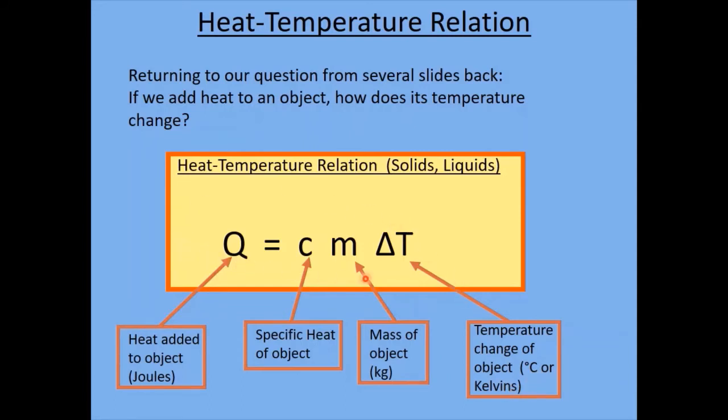So this relationship here, Q equals C m delta T, is very useful. It tells us basically what the temperature change will be if we add heat to an object. And we can, of course, solve this equation for either Q, or we can solve it for delta T. Let's see some examples where we use this.